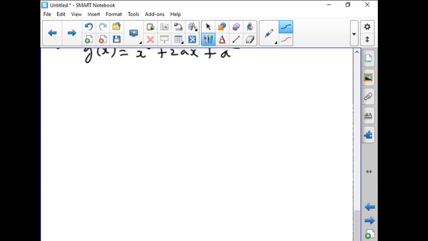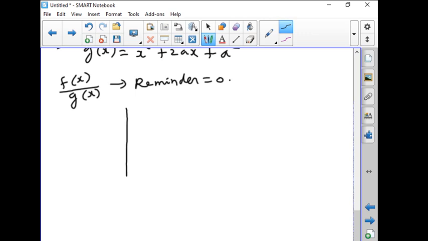So what is given? f(x) is divisible by g(x). f(x) is divisible by g(x) means when you divide f(x) by g(x), its remainder will be 0. Okay. So we will divide f(x) by g(x) now. You have learnt how to divide in algebra in 10th standard.